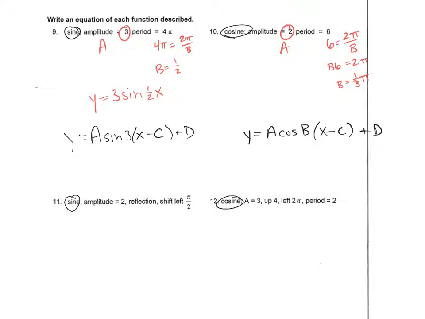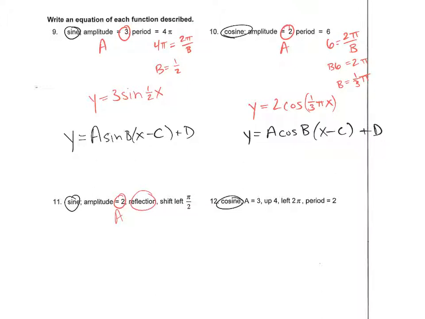So if B has pi in it, all right, our period is just going to have numbers, okay, instead of having pi. So that's our only other transformation other than the amplitude. So our answer is y equals 2 cosine. All right, and now x does need a coefficient, but there's still no c or d, so it's 1/3 pi x. In number 11, we have an amplitude of 2, so that's A.